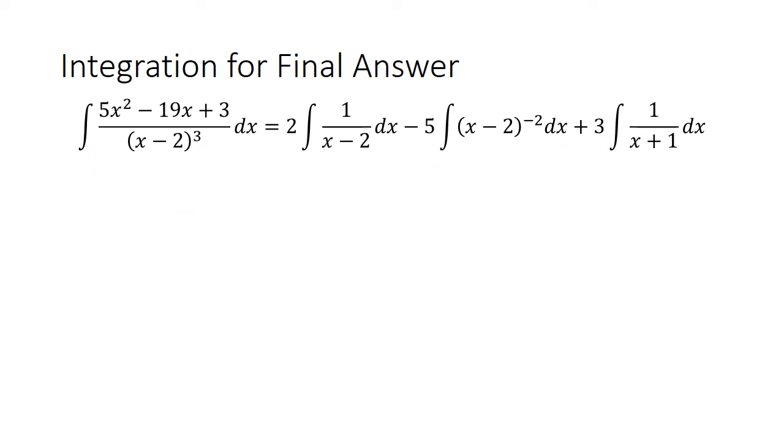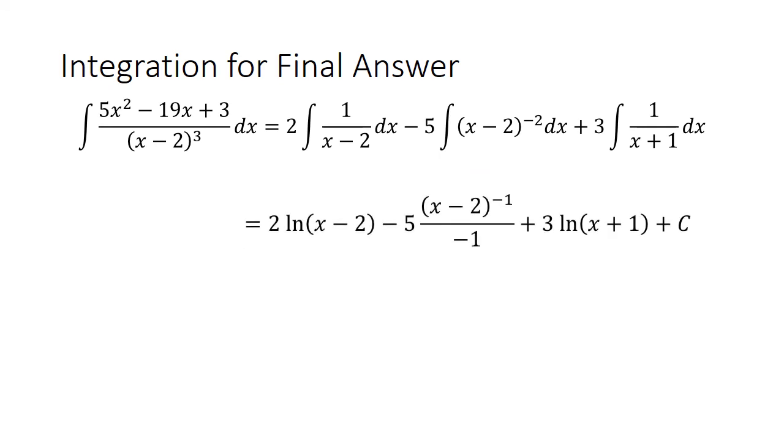The final steps are to integrate the terms that we see here. The integral of 1 over x minus 2 is the log of x minus 2. On the third term, the integral of 1 over x plus 1 is the log of x plus 1. For the second term, we have x minus 2 to the power of minus 2. So we raise the power of minus 2 by 1, so it becomes minus 1. We divide by the raised power, and we divide by the coefficient of x, which is equal to 1. So it just isn't shown here.